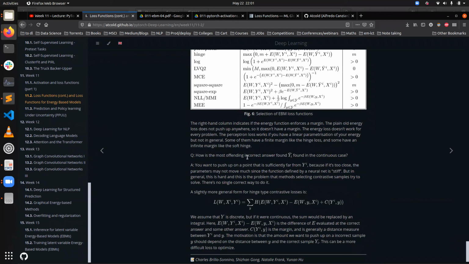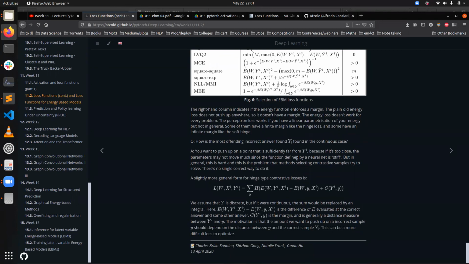How is the most offending incorrect answer found in the continuous case? So, yeah, we have discussed this earlier. If you take a yi that is close to the correct yi, you don't want to push that up because it's too close to the correct point. So the energy there would have to be still low.